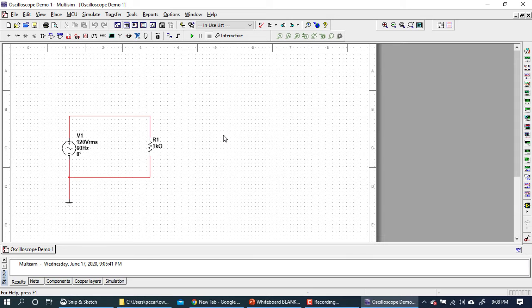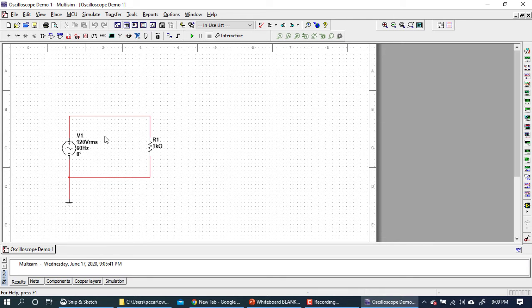All right, so by default, I have a circuit that is 120 volts RMS. 60 hertz is the frequency of this, and 0 degrees. That doesn't really matter unless you have multiple signal sources. You can actually have them phased differently, like each one starting at a different time from the other one. But the 0 degrees doesn't mean anything if it's just one AC signal source.